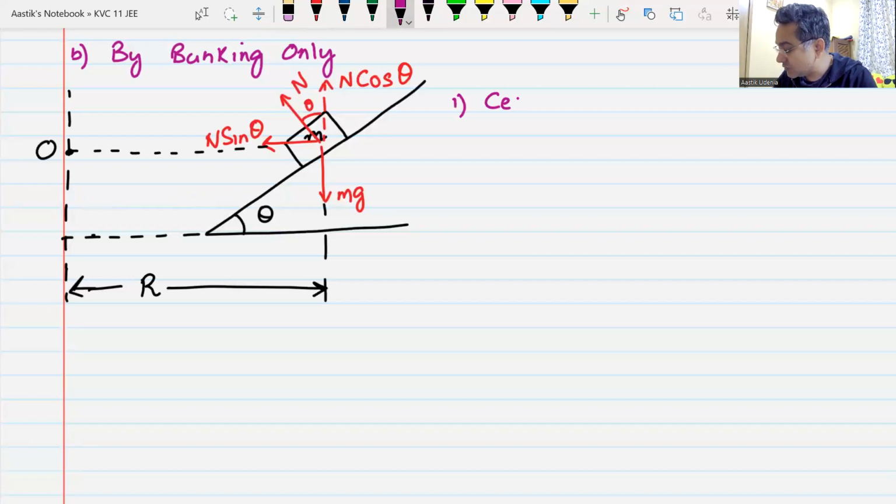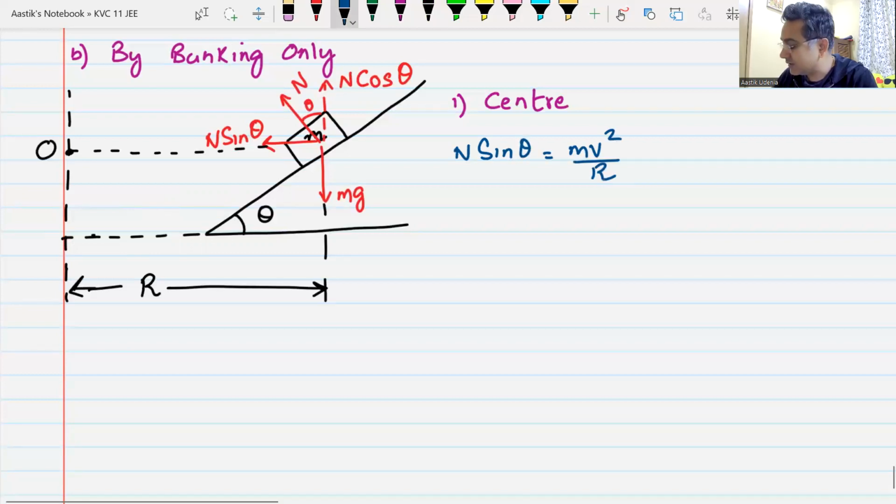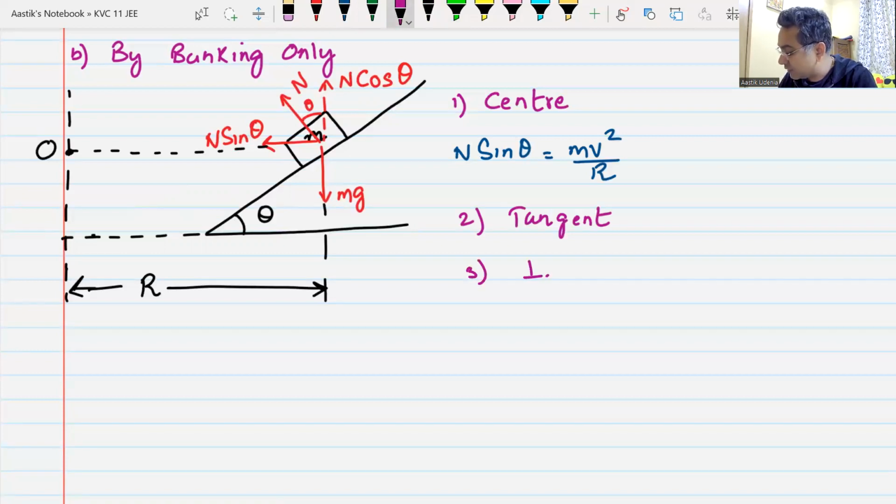The first equation is towards the center. Can anyone tell me what will be the equation towards the center? And that equation has come because the road is banked like this. What equation will come here? No one knows it. Okay. N sin theta equals mv square by r. Well done. Then the second equation would be towards the tangent. There is no equation possible there, so I leave it. The third one is in the perpendicular direction. What is the equation in the perpendicular direction?